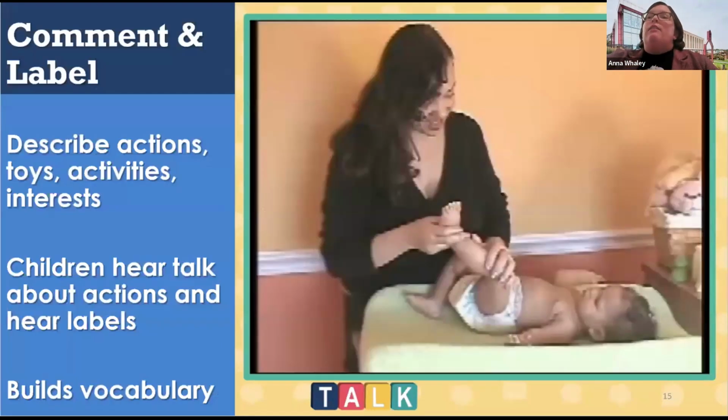The next strategy that I'd like to talk about is commenting and labeling. And I mentioned this earlier when I was talking about infants and following a child's lead. But commenting and labeling involves naming, labeling, and describing the child's actions, or even the adult's actions, the activities, toys, materials. So the children can hear talk about the actions that are happening. They can hear these labels, and that helps build vocabulary. When we comment and label based on what the child is interested or engaged in, they're more likely to remember and learn the words that we're using.